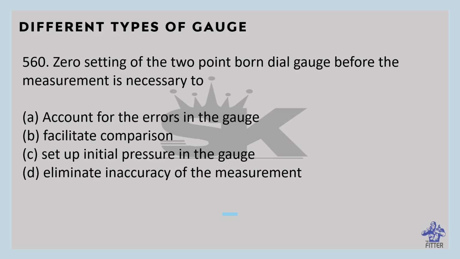Zero setting of the dial gauge before the measurement is necessary to eliminate inaccuracy of the measurement, so option D. The dial should be set to zero before taking the measurement. This zero is determined by setting rings. Setting fixtures can also be used with slip gauge for zero setting of dial bore gauge.